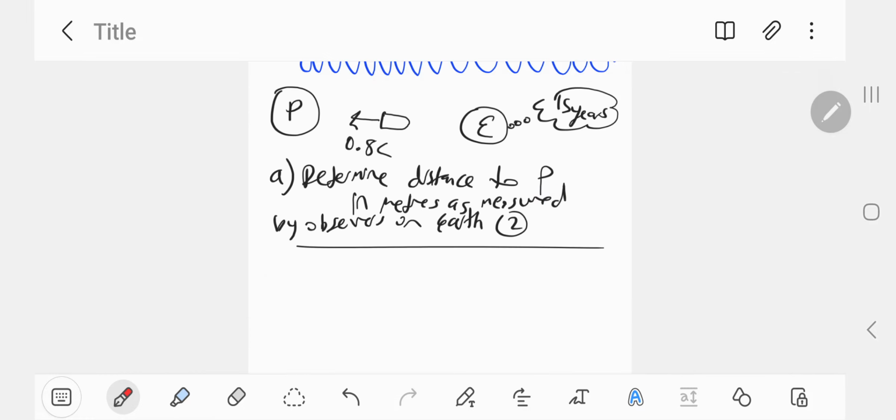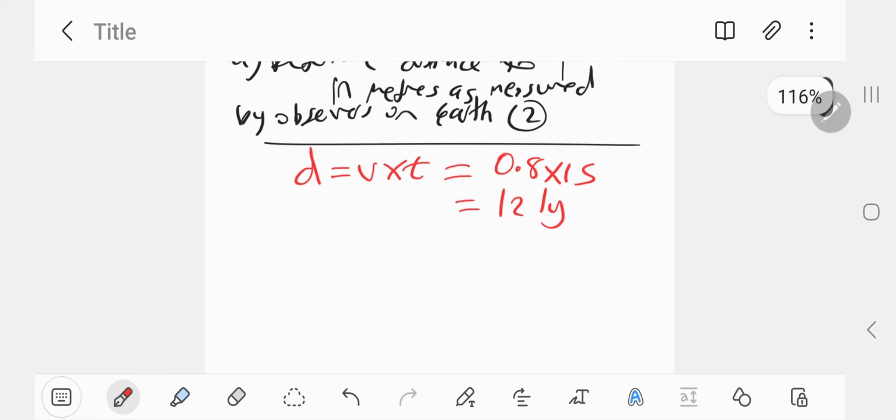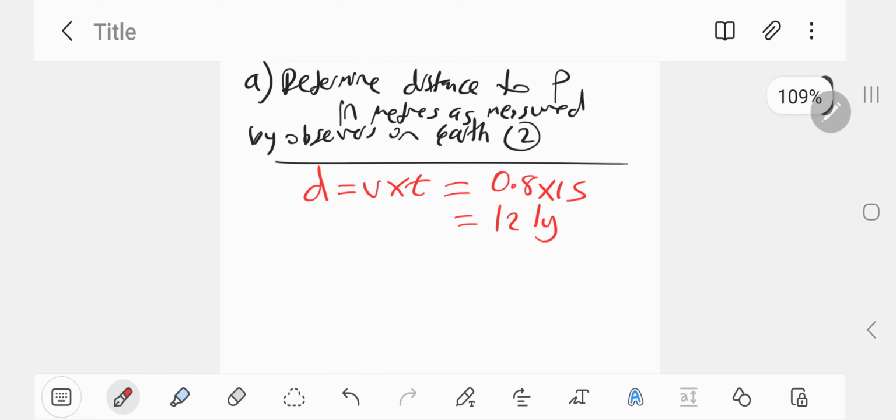All we need to use here is the formula distance is velocity times time. The velocity is what we're given, that's 0.8. We're going to express it in terms of light years. So 0.8 times 15 years, and that's 12 light years, L sub y. Important note, a light year is not a measure of time, it's a measure of distance. It's the distance light travels in 1 year.